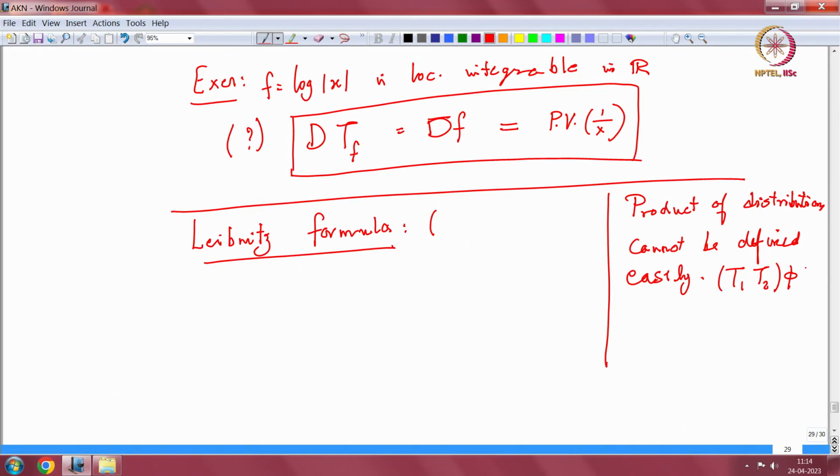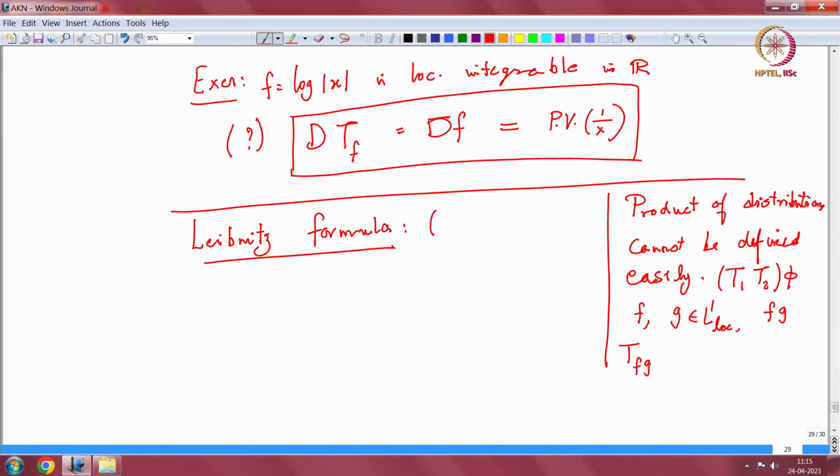Whenever you want to introduce a new concept in distribution theory, first see whether you can define it for the distributions given by locally integrable functions. That may give you an idea how to go about it. For example, suppose I have f and g locally integrable. Then of course you can define f g, which may or may not be locally integrable. But if f g is locally integrable, how do you define T f g?